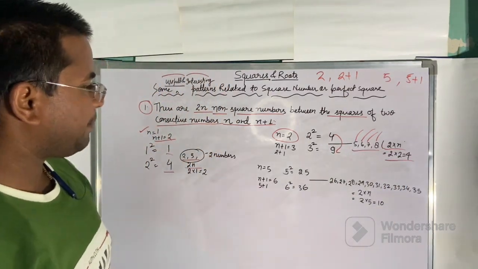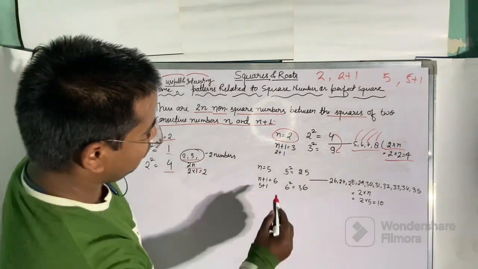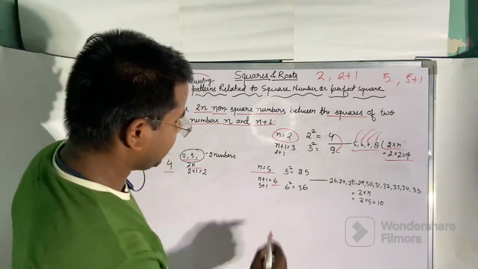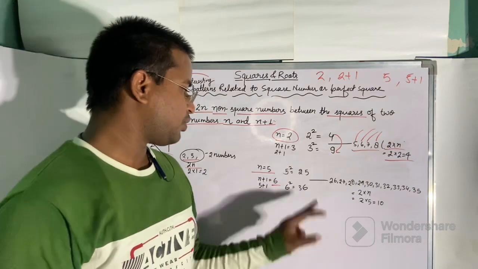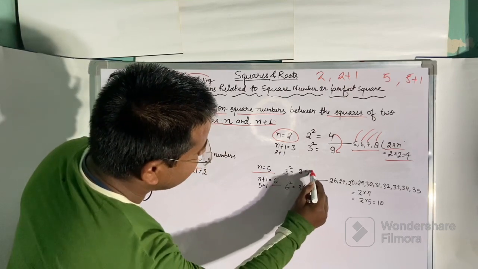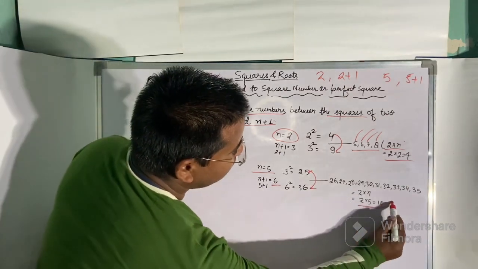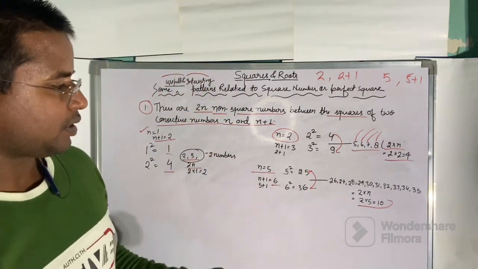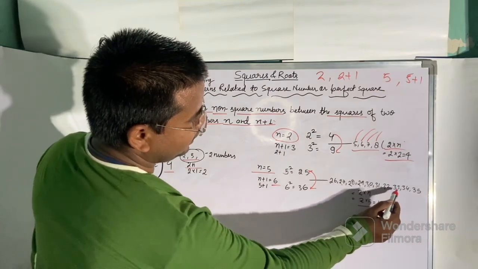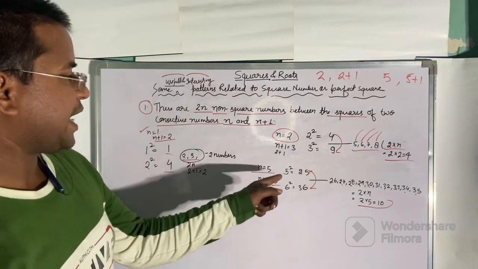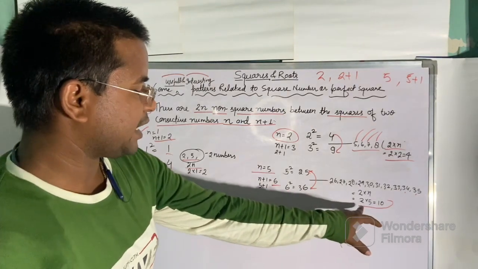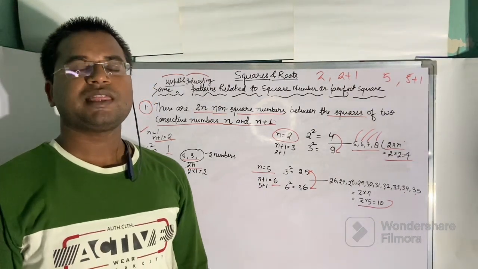Now the next example. Here the value of n is equal to 5 and the consecutive number, n plus 1, is equal to 6. Now the square of 5 is 25 and the square of 6 is 36. So between 25 and 36 there are 2 multiplied by 5, that means 10 numbers. Let's count: 1, 2, 3, 4, 5, 6, 7, 8, 9, 10. So between the square of 5 and the square of 6 there are 2 multiplied by 5, that means 10 non-square numbers.